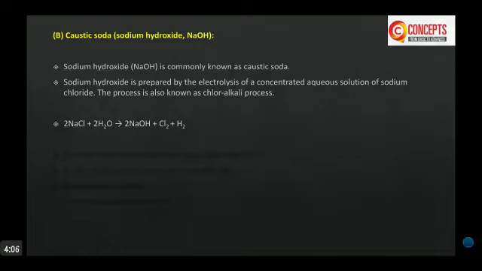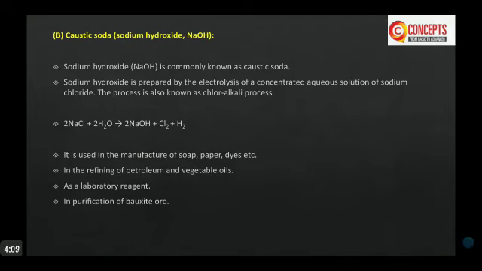Now its uses. It is used in manufacturing of soap, paper, and in the refining of petroleum and vegetable oil. It is used as a laboratory reagent and in purification of bauxite ore, which is an ore of aluminium.